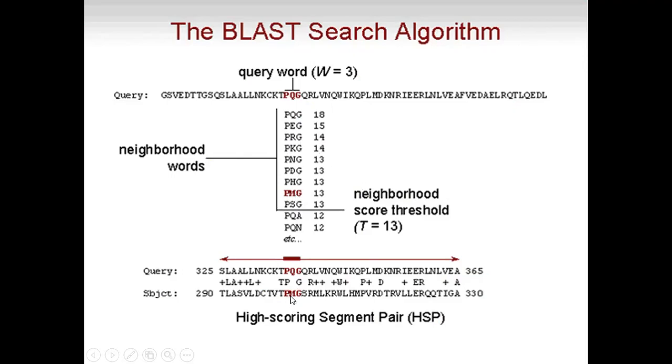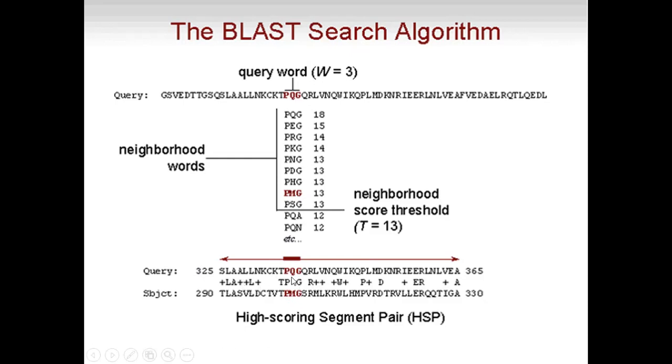However, here we have PMG in the subject sequence, and in the query sequence we have PQG. So PMG is the 13th one, the score is 13, which is more than PQN and PQA. That's why BLAST jumps to PMG for the high scoring segment pair, depending on the high scoring segment pair.